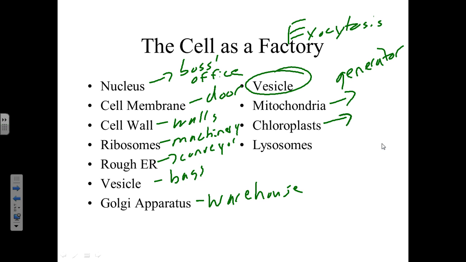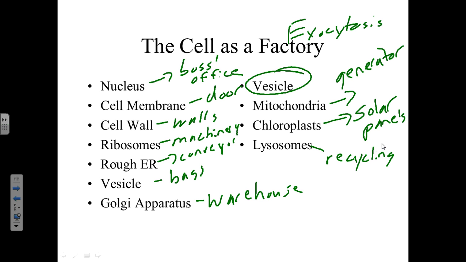Chloroplast, we compared to what part of the factory? Solar panels, because they absorb light and use it to make useful energy. And finally, the lysosomes we compared to what part of the factory? Recycling center, because they take things that are not used, break them down, and recycle the parts.